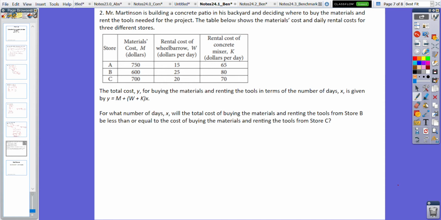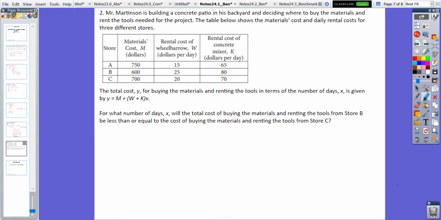The total cost Y for buying the materials and renting the tools in terms of the number of days X is given by Y equals M plus W plus K times X. Okay, we'll get to that in a little bit. The question asks, for what number of days X will the total cost of buying the materials and renting the tools from store B be less than or equal to the cost of buying the materials and renting the tools from store C? All right, let's break this down for a little bit.